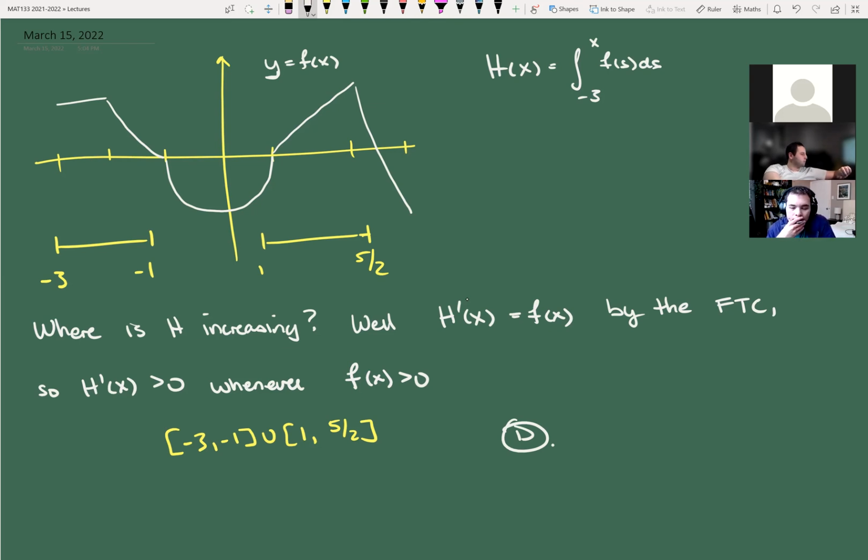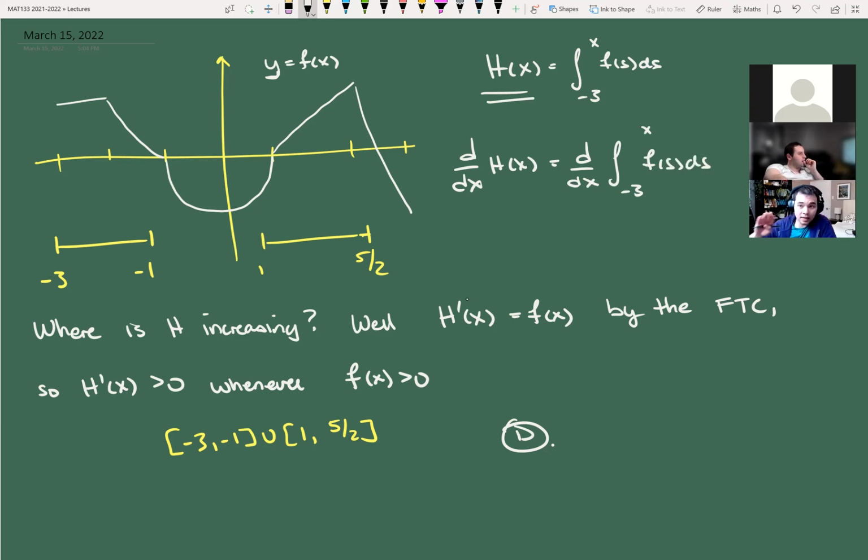Why do we use the FTC? I'm trying to figure out the derivative of capital H. Because remember, how do we check if a function is increasing or decreasing? We look at its derivative. So I need to compute the derivative of this function. So what is the derivative of h of x? Well, that's the derivative of the integral of f of s ds. And the fundamental theorem tells us that the derivative and the integral cancel each other out.